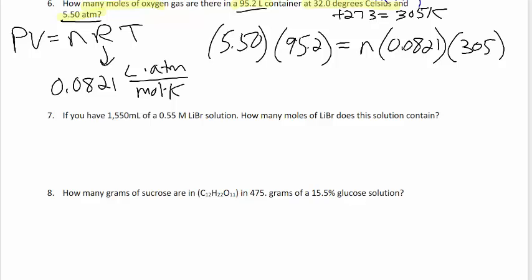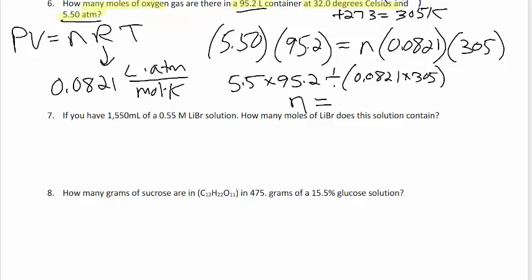So to solve for this in our calculator, we're going to do 5.5 times 95.2. And then we're going to divide it by the product of 0.0821 times 305. So if you're doing it all in one step, make sure you put parentheses around the 0.0821 and the 305. And that will give us the number of moles, which works out to be 20.9.